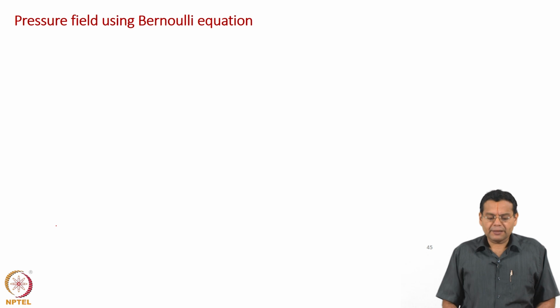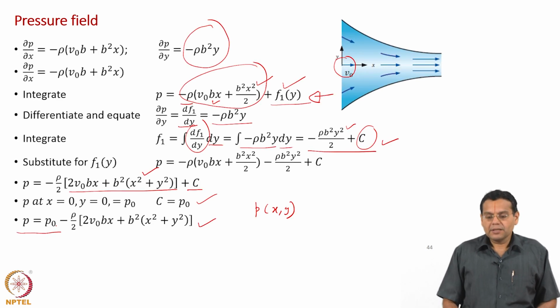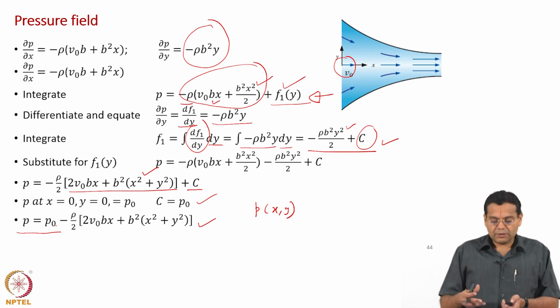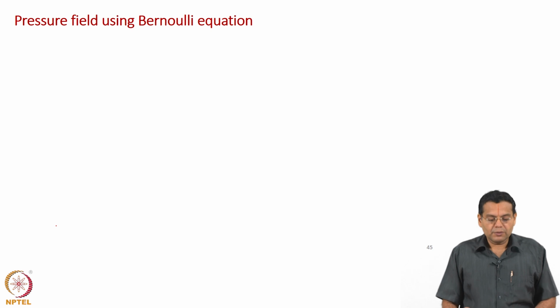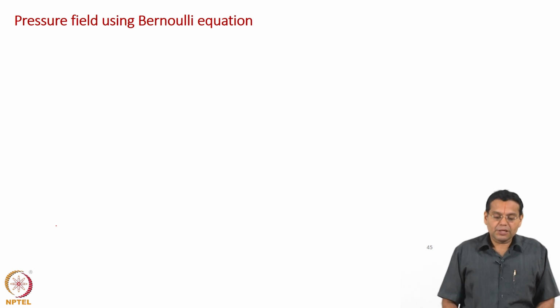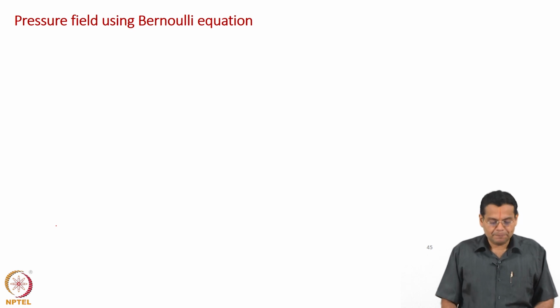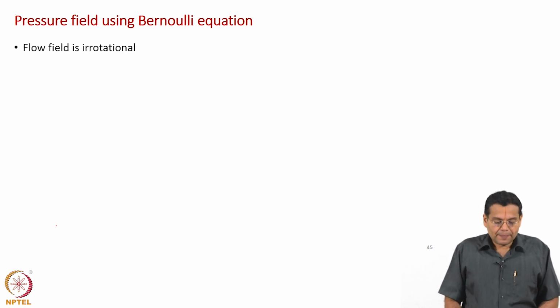an alternate method of finding the pressure field using the Bernoulli equation. What did we do now? We took the Euler equation, found out the two pressure gradients in two directions, and then integrated, differentiated, once again integrated to find f1, found a function f1, constant c, etc., found the pressure distribution. Now, what we will do, we will straight away use the Bernoulli equation and then find the pressure field, which in one way will be much simpler, because anyway Bernoulli's equation was derived from the Euler equation. So, both should be equivalent.